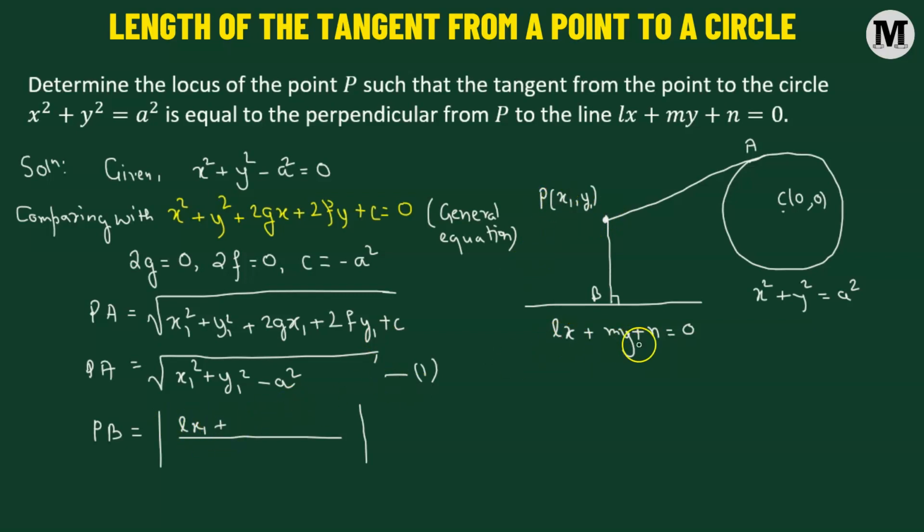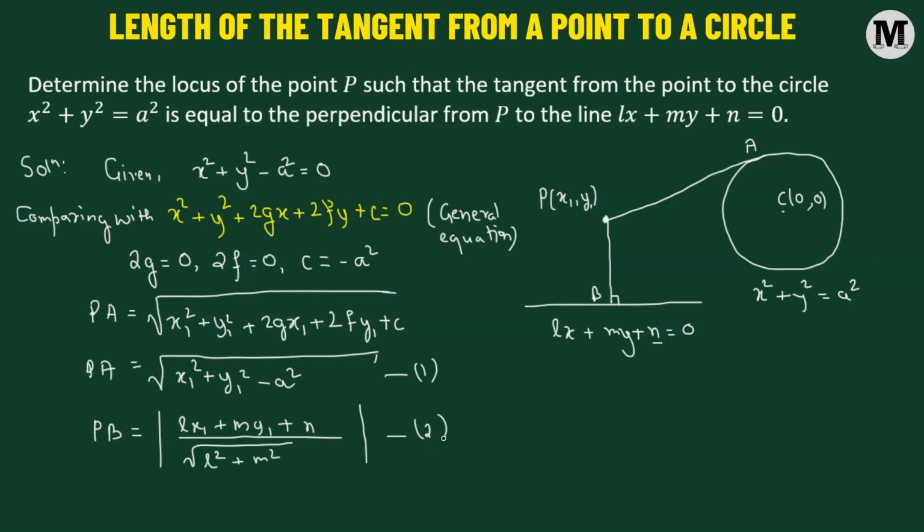Added to the coefficient of y of the straight line, that's m. m gets multiplied to the y coordinate of point P, so that's y1. To it we are going to add the constant term of the line, that's n, divided by the square root of, now inside the square root we're going to consider the coefficient of x and the coefficient of y. We're going to square them and add them to each other. That means we're going to get L squared plus m squared. Let this be equation number 2.